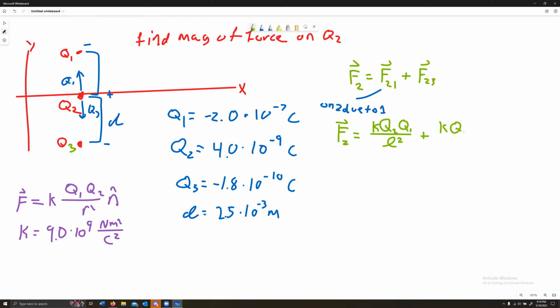This one becomes k q sub 2, and then this is going to be q sub 3 over length squared again.